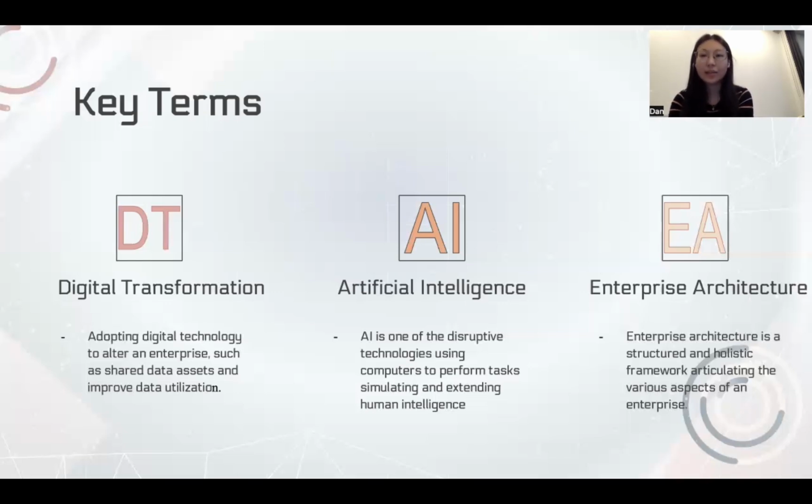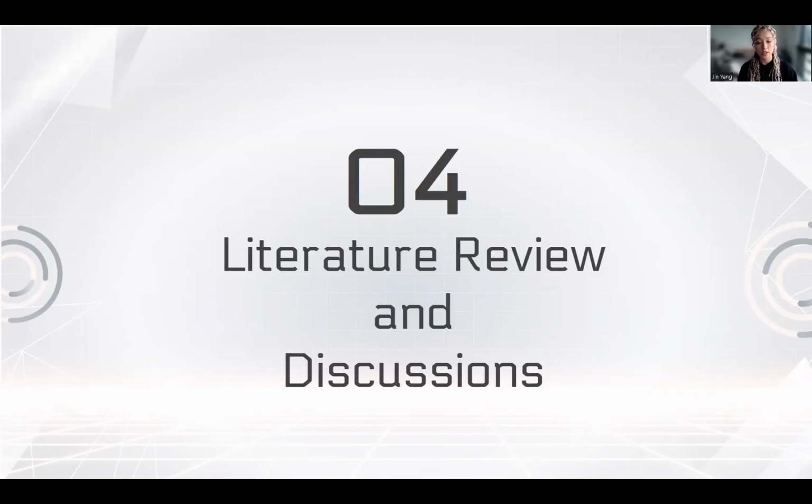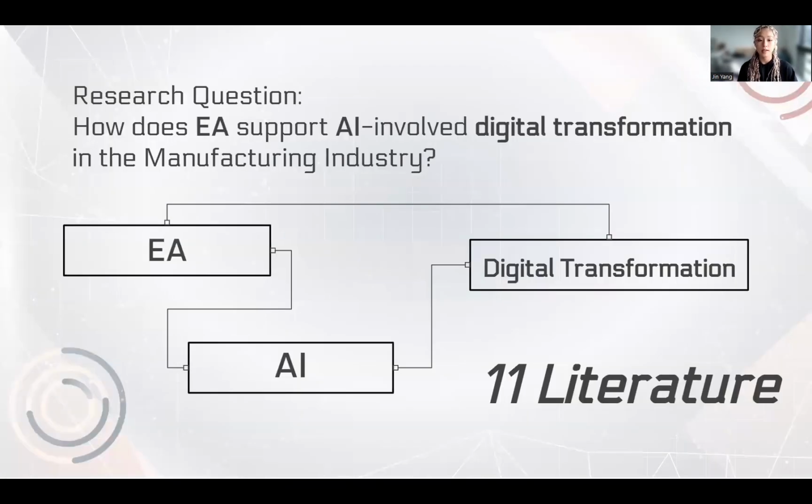The third one is enterprise architecture. Enterprise architecture is a structured and holistic framework for articulating the various aspects of an enterprise. When EA integrates with business, it will define business objectives, data requirements, and analyze the enterprise's current and future state architecture. Now, let's talk about our literature review and related result discussion.